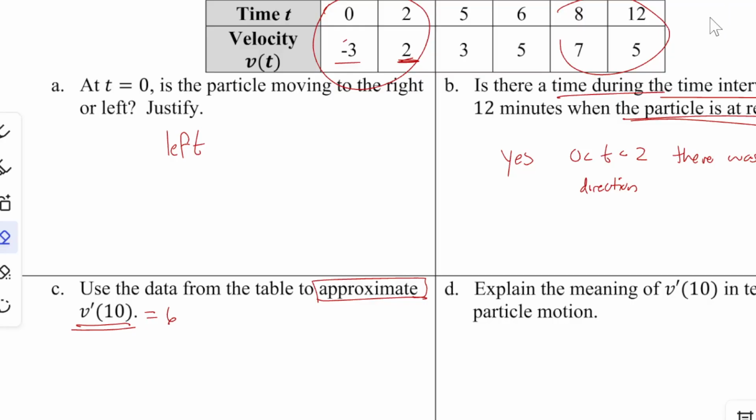That would be 5 minus 7 over 12 minus 8. But that would be an approximation of the acceleration. Try not to get too deep into that. Yeah, I'm not explaining that very well because I'm just trying to rush through it.